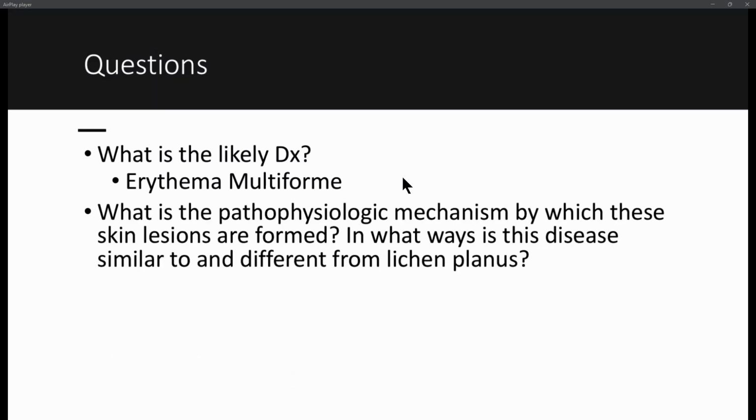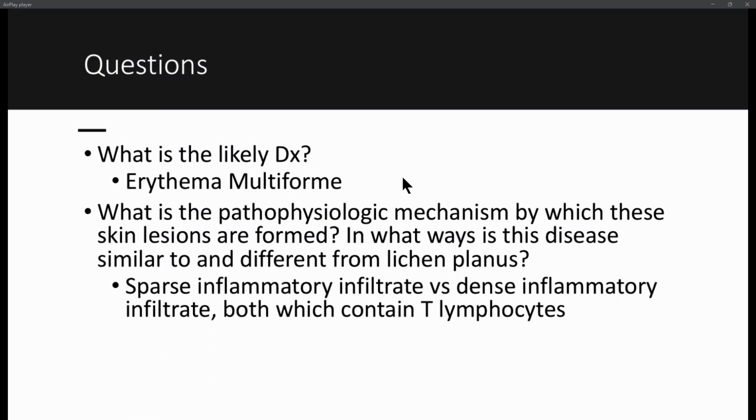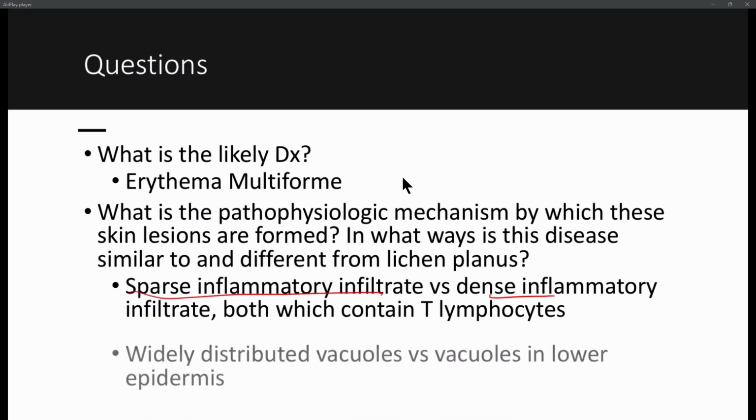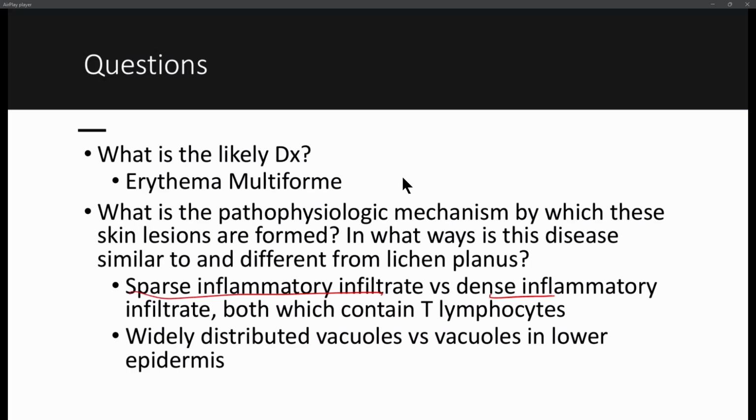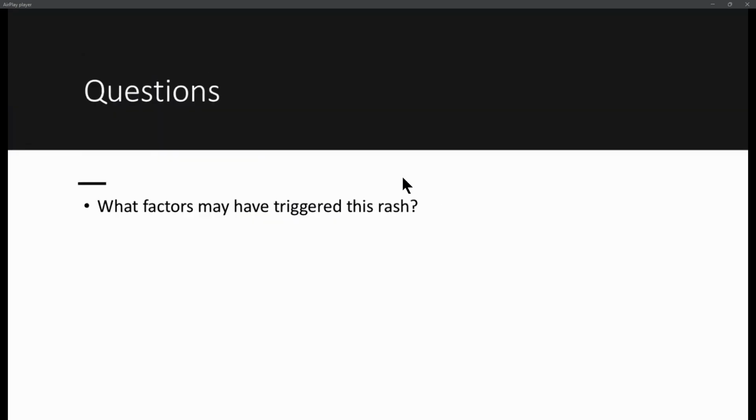What is the mechanism by which these lesions are formed? And in which way is it similar to or different from lichen planus? Sparse inflammatory infiltrate versus dense infiltrate with lichen planus. Both contain your T lymphocytes as well. And widely distributed vacuoles versus vacuoles in the lower epidermis that you see with lichen planus. What factors may have triggered this rash? What are some underlying causes of erythema multiforme?